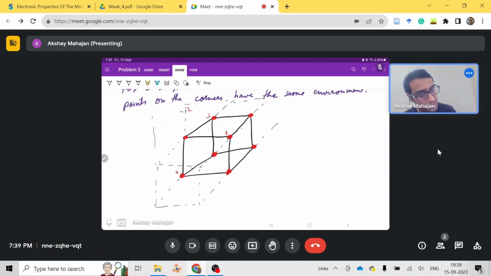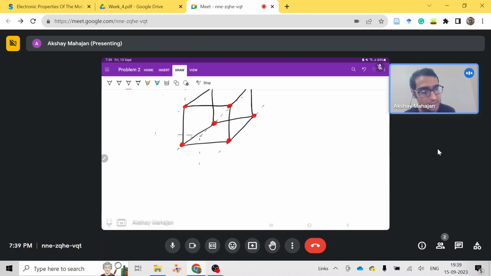So for a simple cubic, all the points on this cubic lattice are the same, and that is why it is a Bravais lattice. All the lattice points on a Bravais lattice have the same environment.